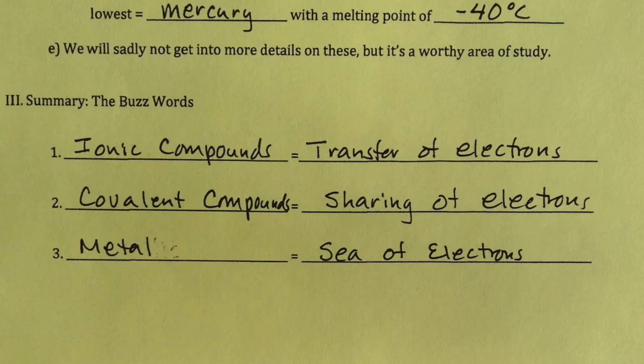All right, so to summarize, ionic compounds involve a transfer of electrons, and then those ions that form are attracted to each other. Covalent compounds are sharing electrons, and that'll be the focus of the next video. And then metals are held together with a sea of electrons, and again, we won't be getting very much into that, but they're really fun.